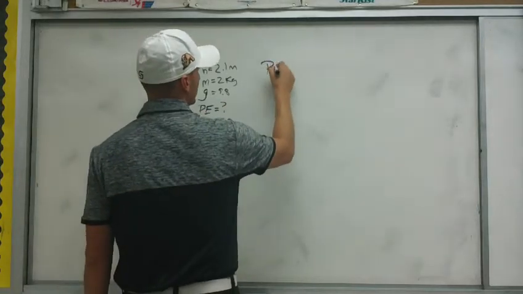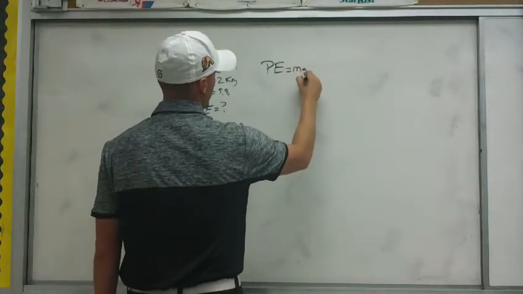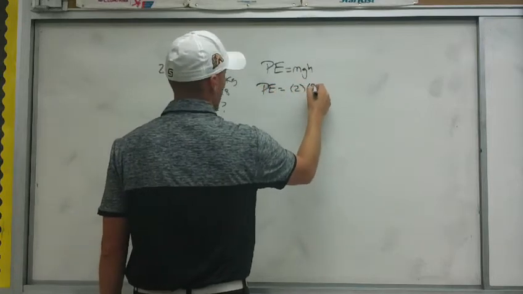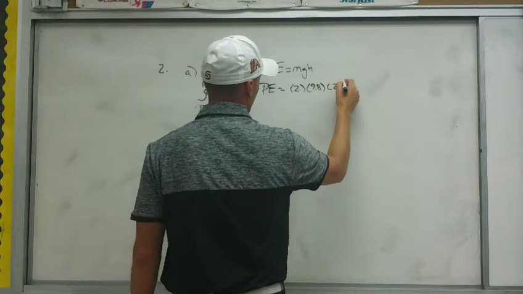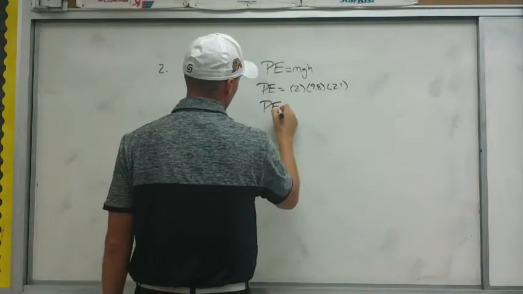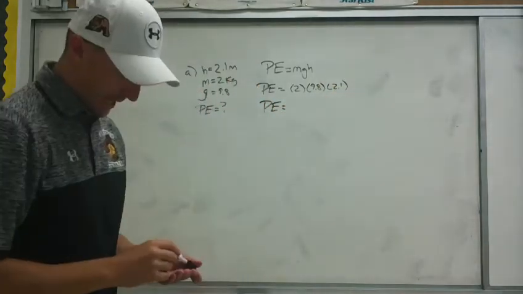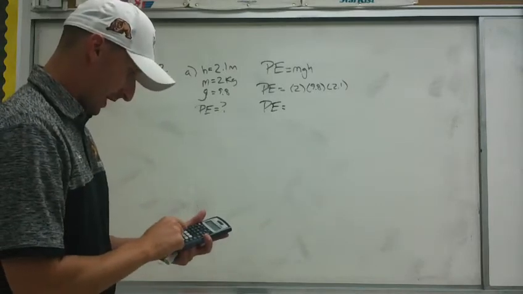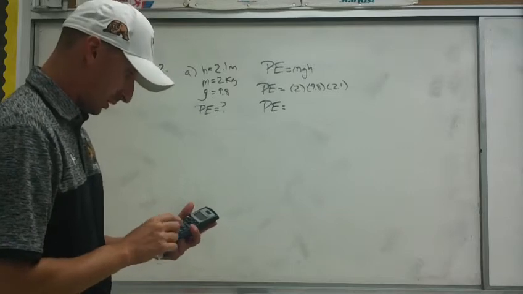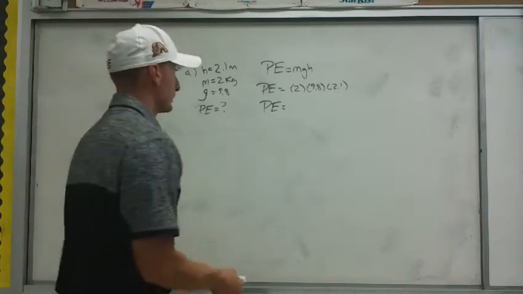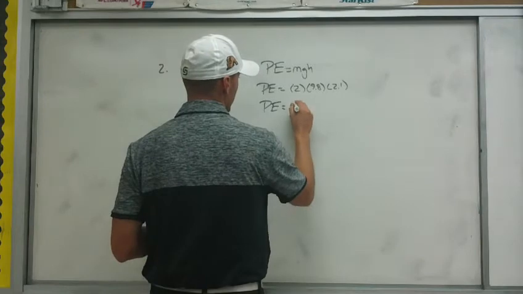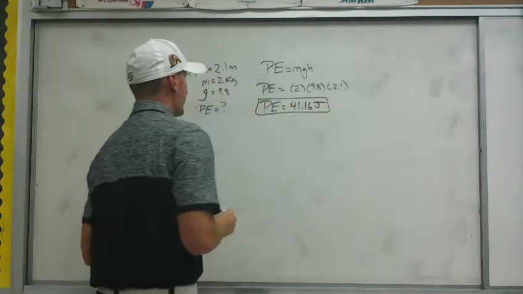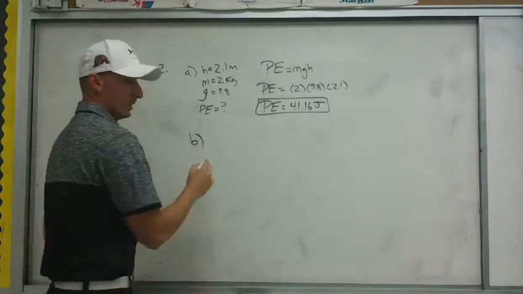So I have PE equals mgh. Mass is 2, gravity 9.8, height 2.1. Let's go ahead and do that: 2.1 times 9.8 times 2 gives 41.16 joules.